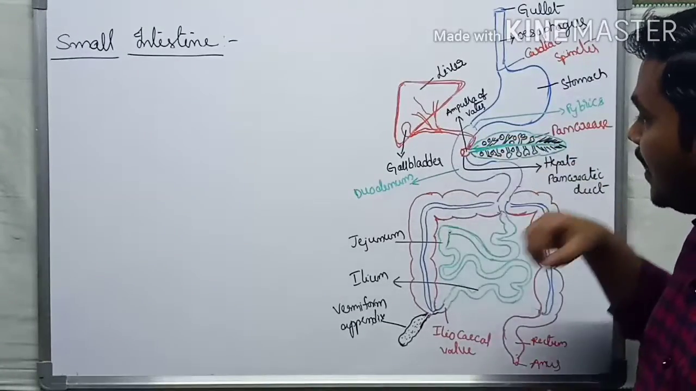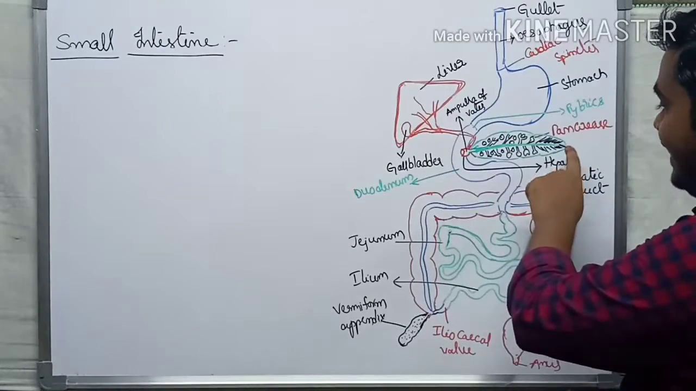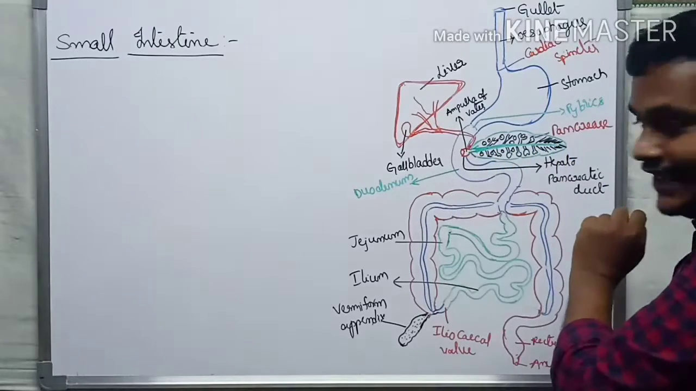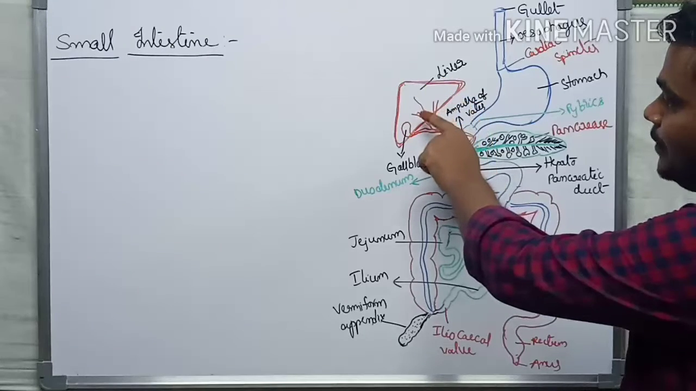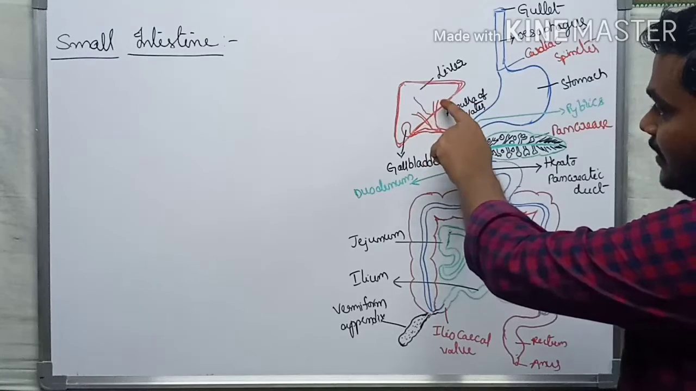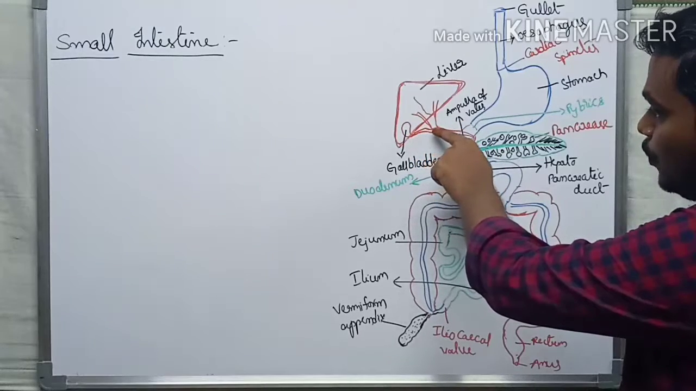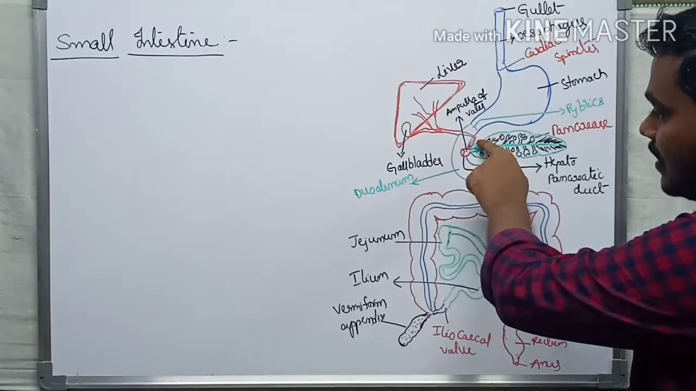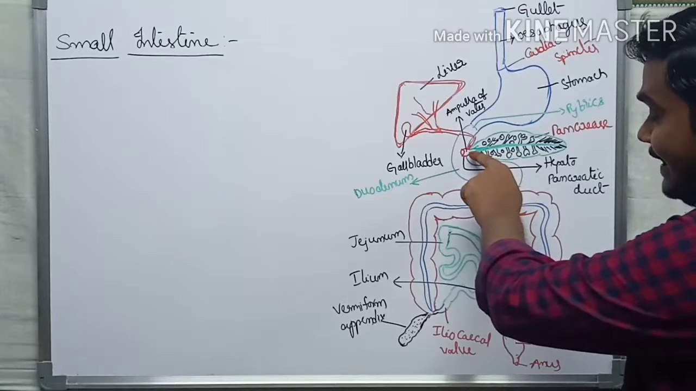Before going to the small intestine, we will see some glands here. That is the pancreas. Pancreatic juices are released by the pancreatic duct. And also from the liver, the two lobes of the liver, right lobe and left lobe, the hepatic ducts are opened, and the gallbladder duct also opens to form a common bile duct. This common bile duct passes and transports towards the pancreatic duct.